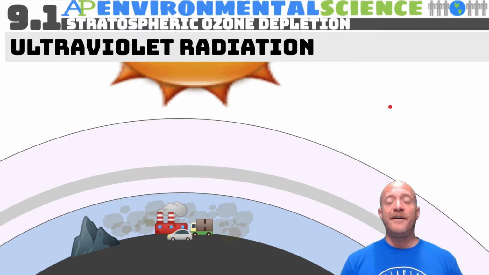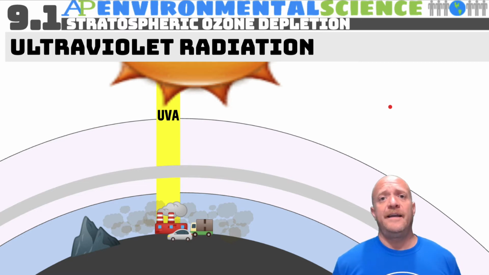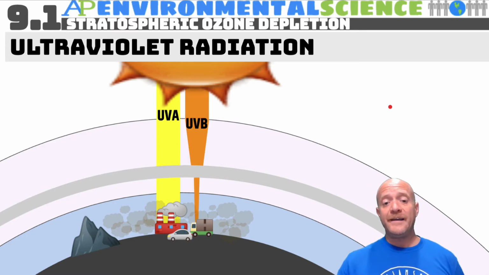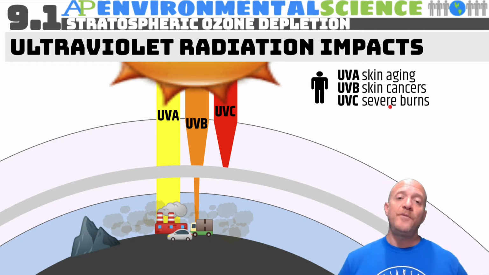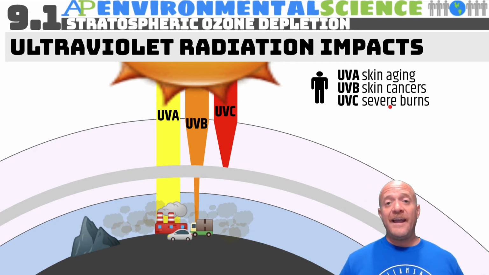So for ultraviolet radiation, there are three different types, and what you must know is how they interact with the ozone layer. The UVA just penetrates through; it is not blocked by the ozone layer. UVB is blocked but not entirely by the ozone layer, and UVC is blocked by the ozone layer, and that is a good thing because of the human impacts of ultraviolet radiation. UVA can lead to skin aging, too much UVB can lead to skin cancer, and if you get hit with UVC, it will burn your skin severely.